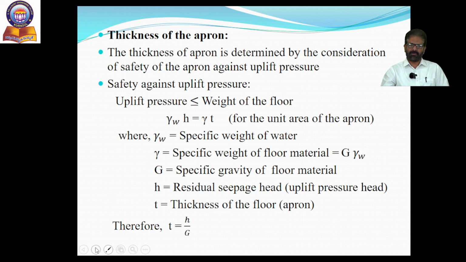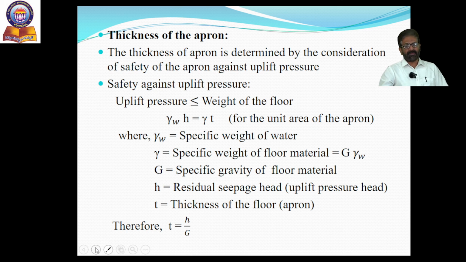So as a conclusion, in the present case, we are going to provide 8-meter length of the solid apron. That 8 is also again 3 plus 5, 3 meter one step and 5 meter second step. Now coming to the thickness of the apron. This is the second important design parameter of a solid apron.